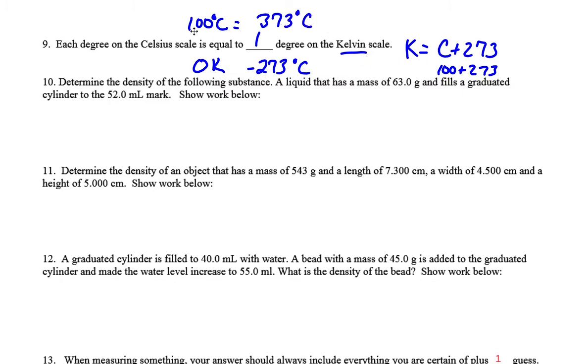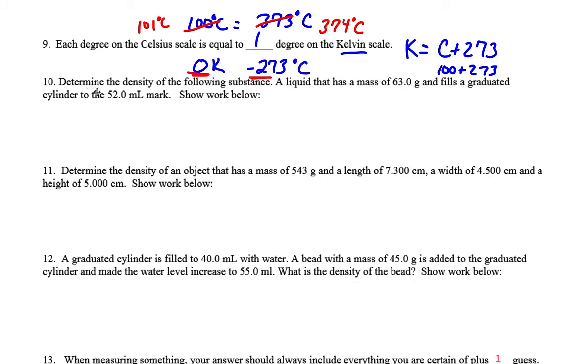373 Kelvin. If I go up 1 here, if I go from 100 to 101, then I go up 1 degree, and I go up 1 degree here, 374. So it's always a 1-to-1 ratio. It's just that the bottom of the Kelvin scale is 0, and the bottom of the Celsius scale is -273.